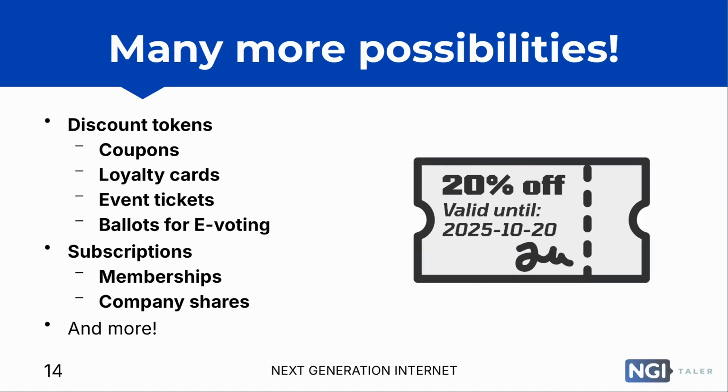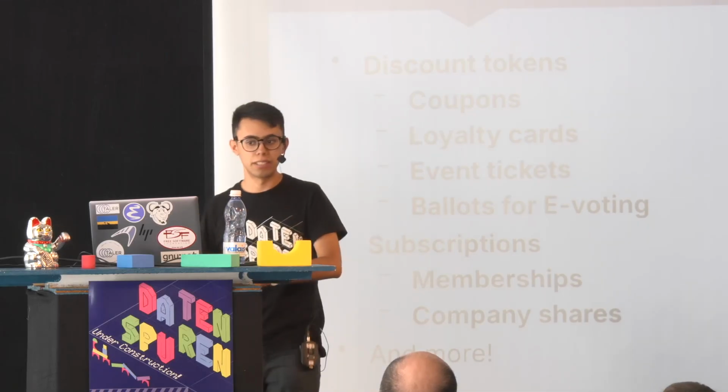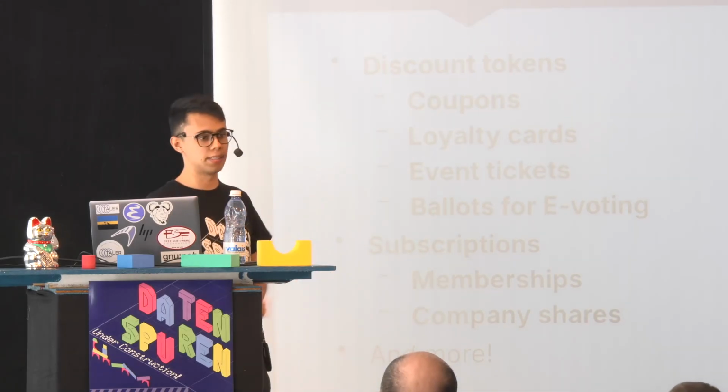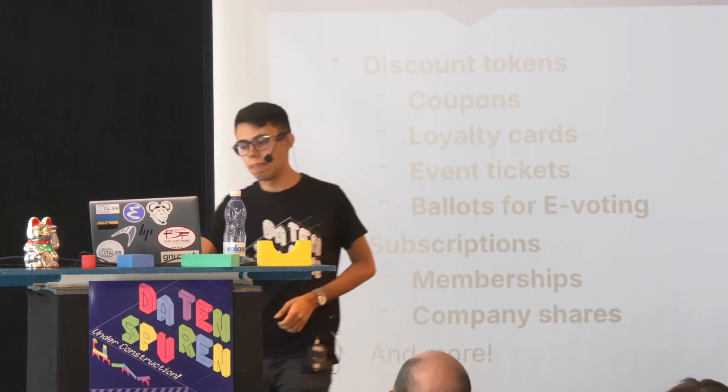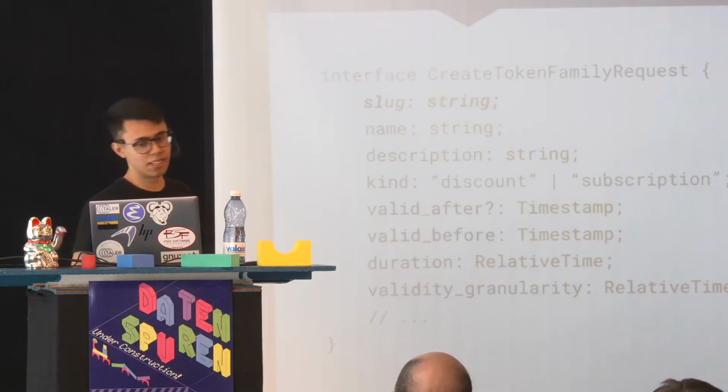But before we go any further, we need a way to put those tokens into some sort of category or family, so that we can assign different meanings to the tokens based on their function on orders. So, for example, we have a family for 20% off coupons, or we have a family for loyalty points, or we have a family for a monthly pass. So in Taler, we call this a token family.